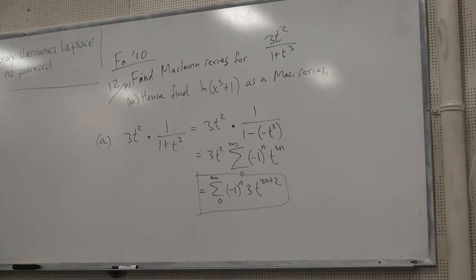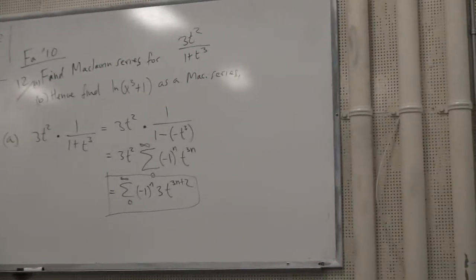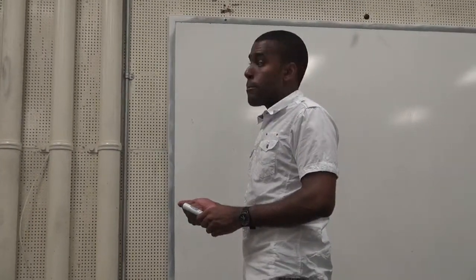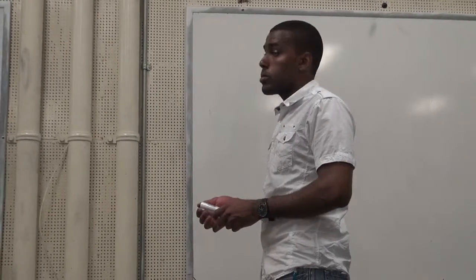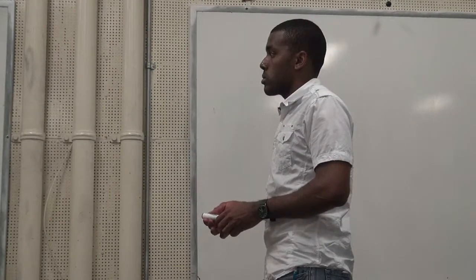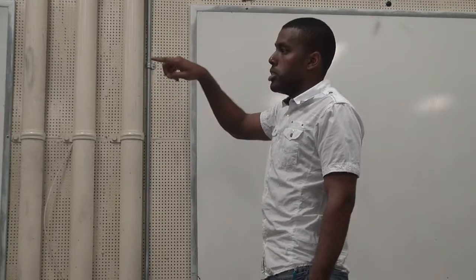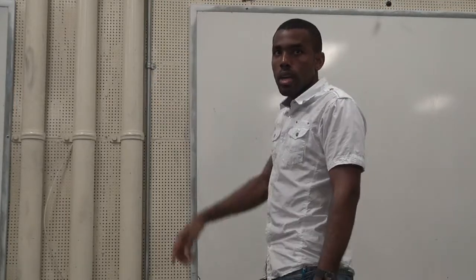Maclaurin is just a Taylor series at 0, where the x naught is 0 upon your center. So a Maclaurin is just a special case of a Taylor series. What about the n factorial denominator? It can cancel out. It means that the general form for your nth derivative had a factorial in it, which cancels out. That can happen.